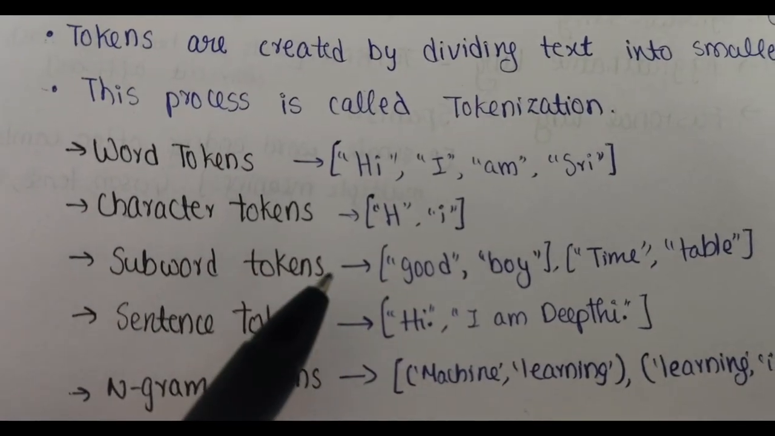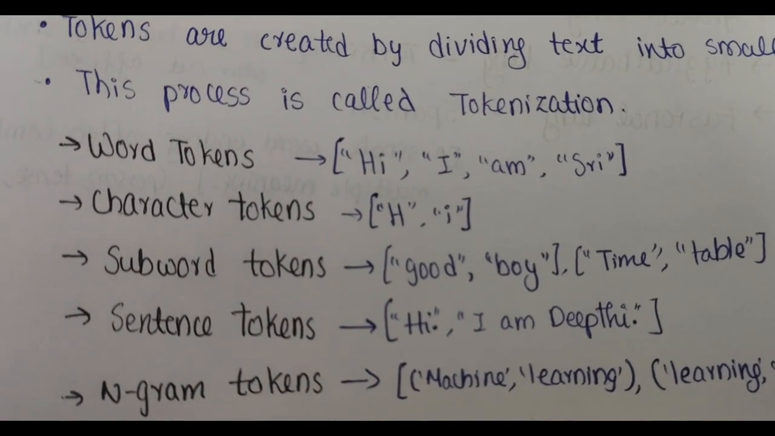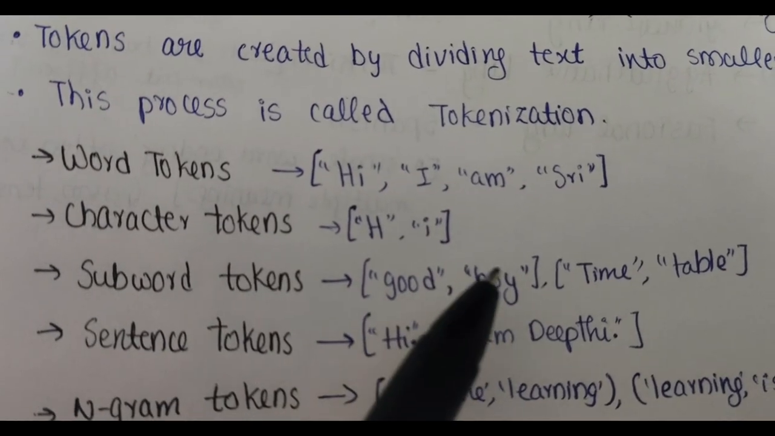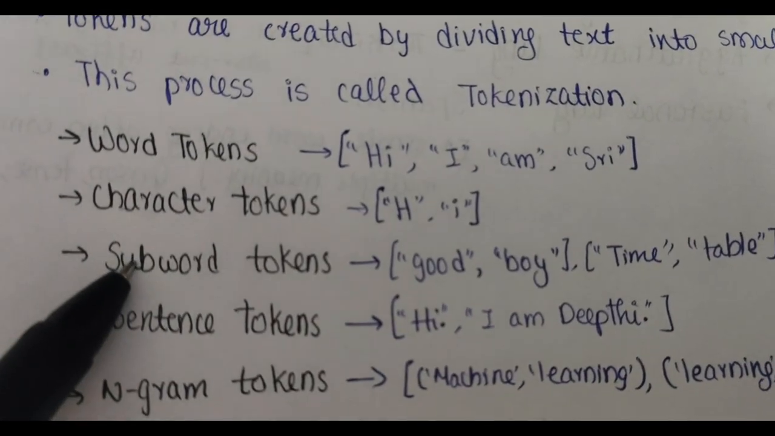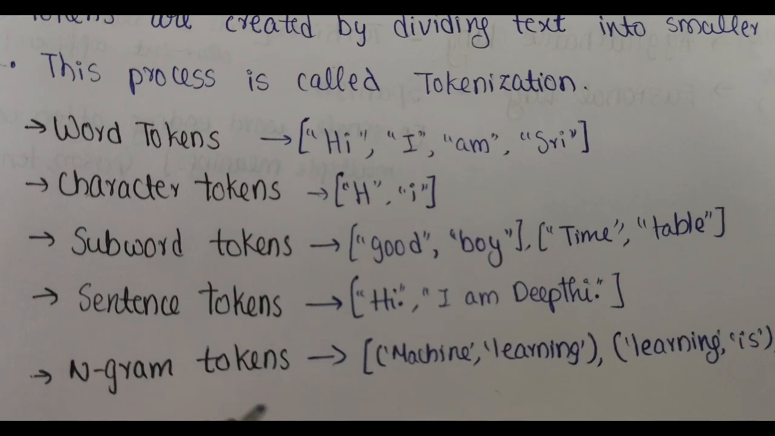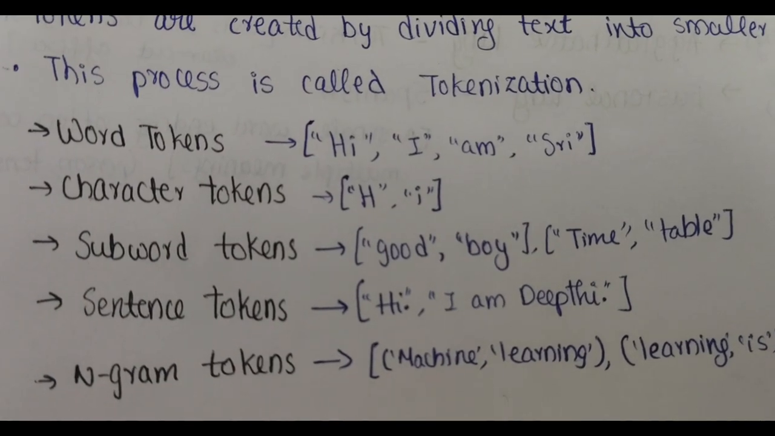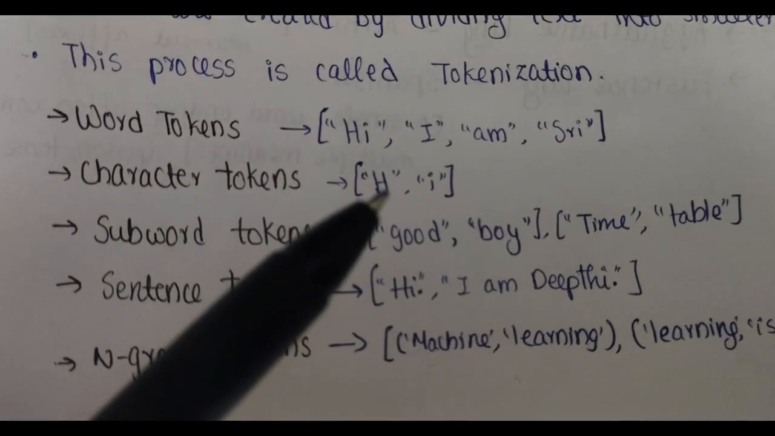Next is subword tokens. In this, we have words like goodboy, timetable, keyboard, right? Those words are divided like good, boy, time, table, and this is called subword tokens. Next is sentence tokens. If I take a paragraph, I'll have multiple sentences in it, right? So I'll take each sentence as one token.